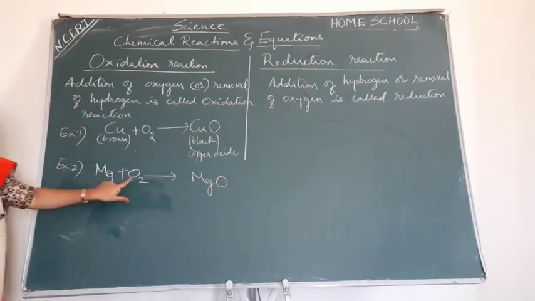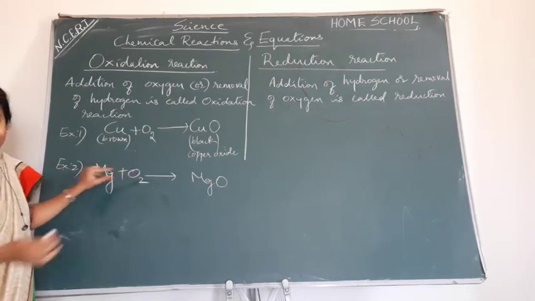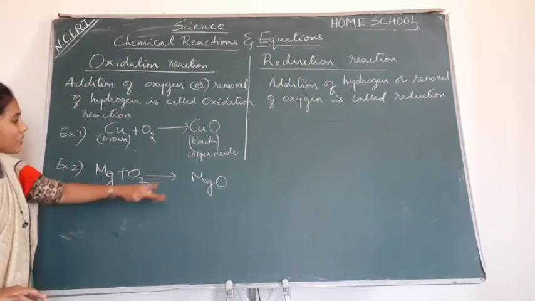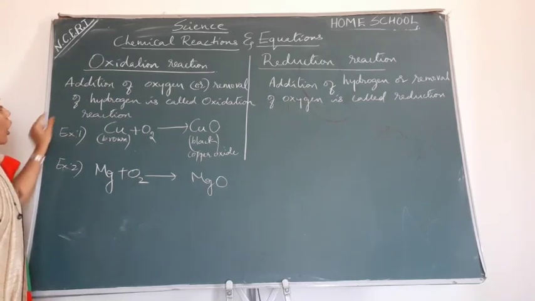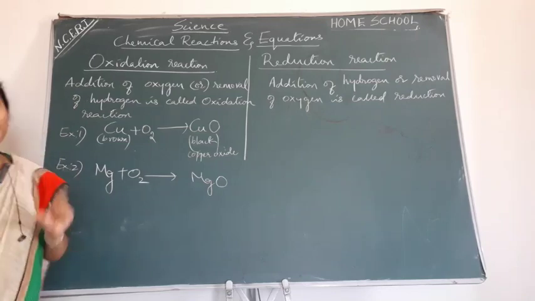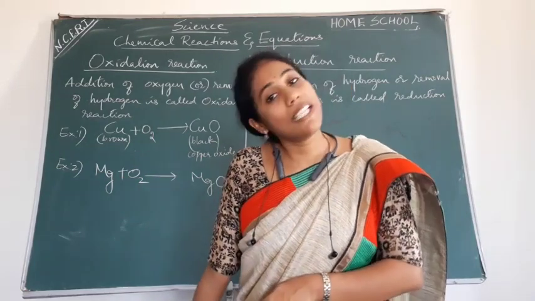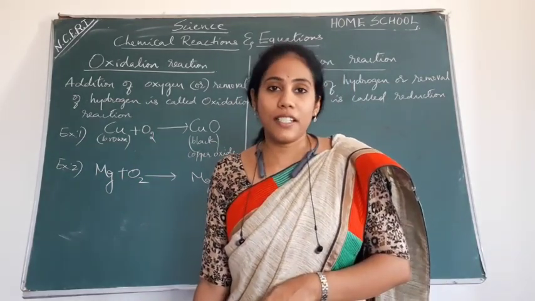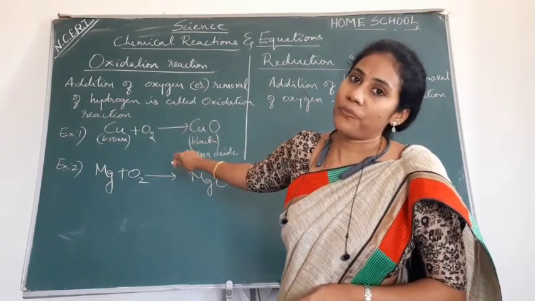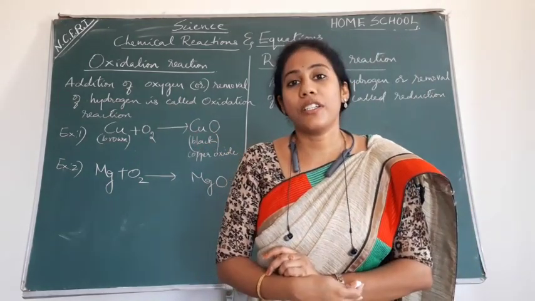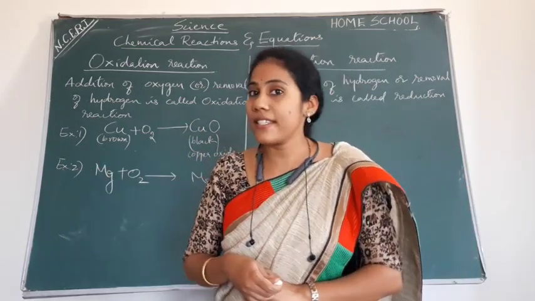Yes or no? So here also oxygen is added, right? On the reactant side you must observe. Whenever you see oxygen getting added to some substance, all such reactions can be called oxidation reactions. Is that clear? Or removal of hydrogen is also an oxidation reaction. In any reaction, if you observe hydrogen being removed, then also such a reaction is called oxidation. I will give the example for that later. As of now, try to remember these two. Addition of oxygen is always oxidation. Not only addition, whenever you find removal of hydrogen, you can also consider it as oxidation.